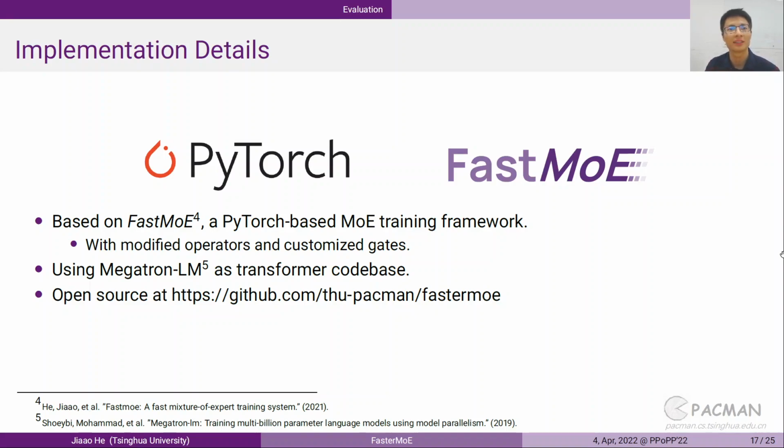Here are some implementation details about FasterMoE. It is based on a system called FastMoE. It is a PyTorch-based MoE training framework. It is the first framework that supports expert paradigm on the PyTorch platform. And we modify the operators and we customize a few gates in FastMoE to verify our ideas. We are using Megatron-LM as a transformer codebase, and our system is open source at this URL.